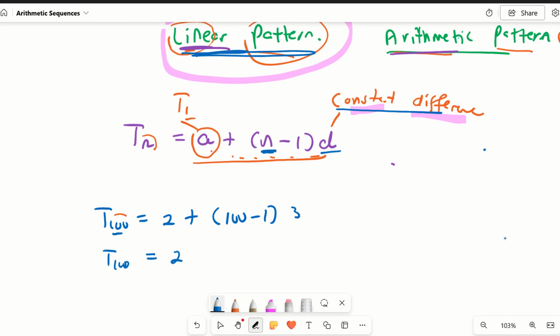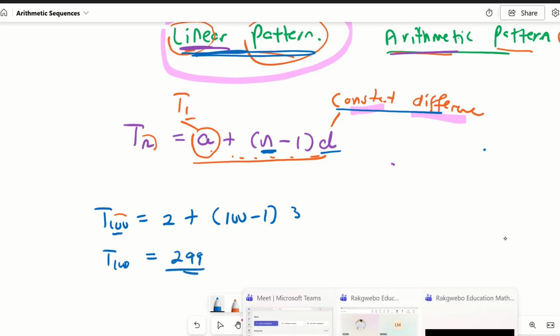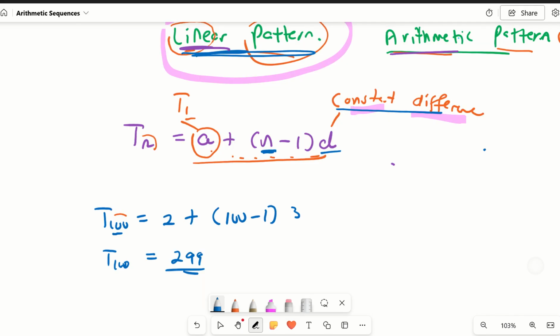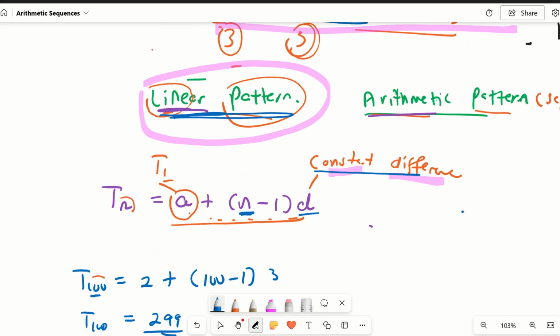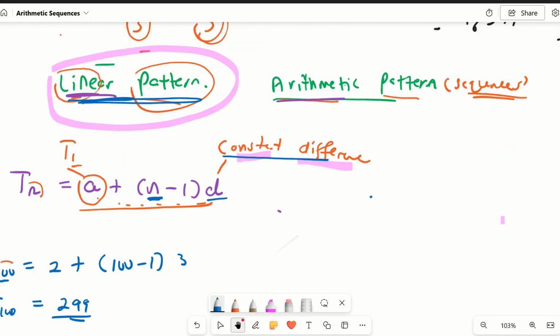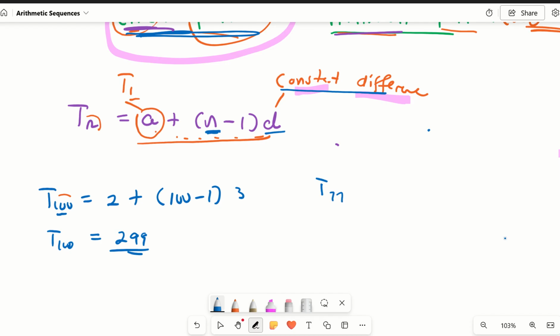299. All of us got that answer, yeah? Tapang, happy? Proper stuff. Right. So that's how you use this formula to find terms of this arithmetic sequence. So if they ask you to find T1000, you know exactly what to do. In fact, can you guys find me T77 quickly? Member number 77 of the sequence, quickly.